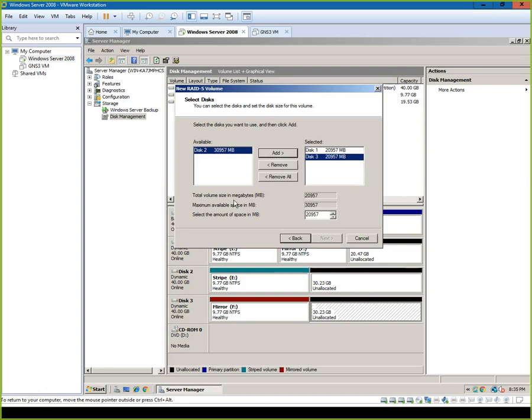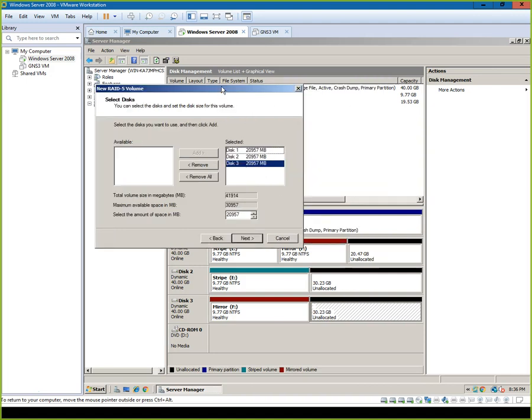I add this, and then it says the total volume size in megabytes, 20, and then if we add the other one, 41. We're going to lose 1 disk worth. And you notice that we had these 30s here, but I had a 20 up here, which is the smallest, so it automatically reduced the size that was available to the smallest partition that was available, which was this 20 meg here.